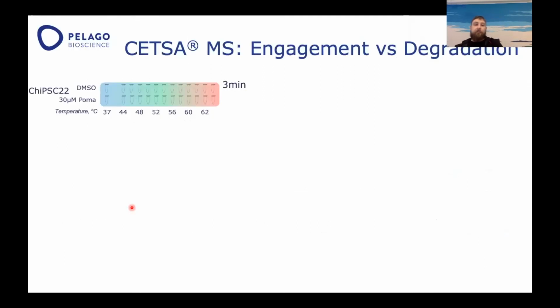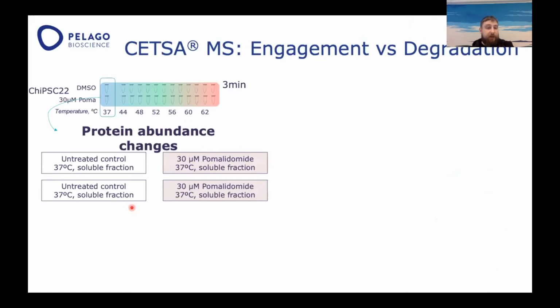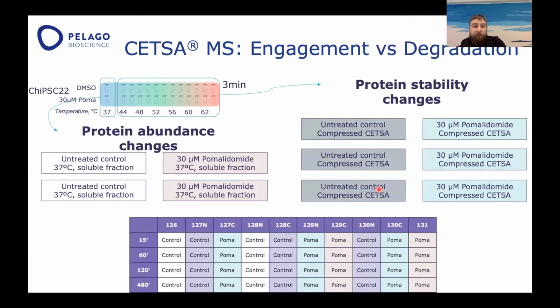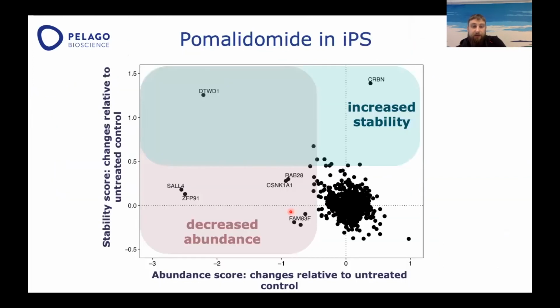So we took the pomalidomide as an example, and we incubated pluripotent stem cells with pomalidomide, and then in one experiment we measured non-heated samples and the compressed CETSA samples, and we repeated this experiment at different incubation times. And by doing this, we were able to characterize the response in this two-dimensional area, where one dimension would correspond to the change in protein stability and another dimension to the change in protein abundance.